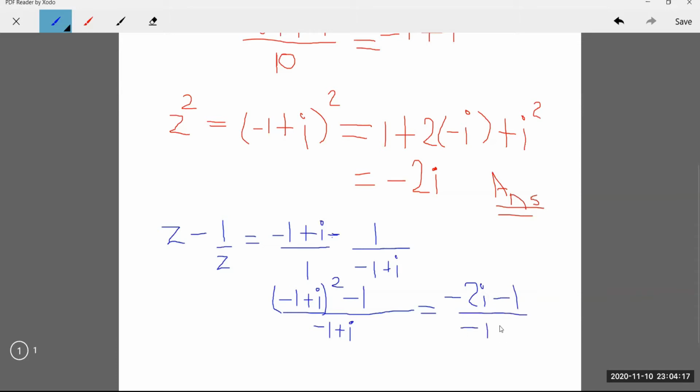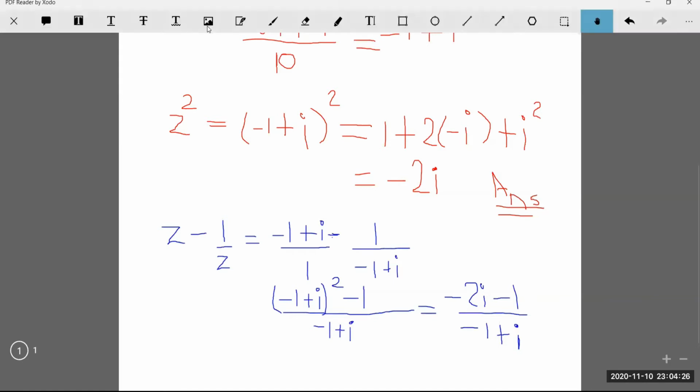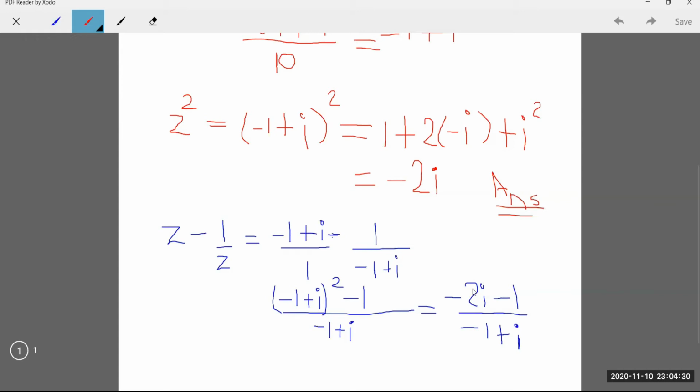Now when you get to this stage, given that the first part asks us to write in standard form, a plus bi, don't stop here. Just to be safe, this could be the final answer, but they always like it in the form a plus bi. So we can just go ahead and multiply by the conjugate of this denominator. What's the conjugate?